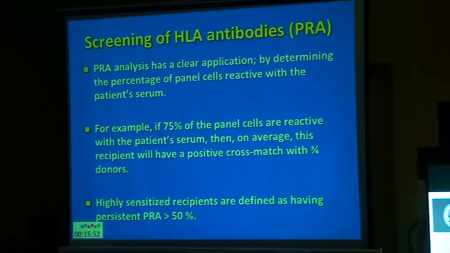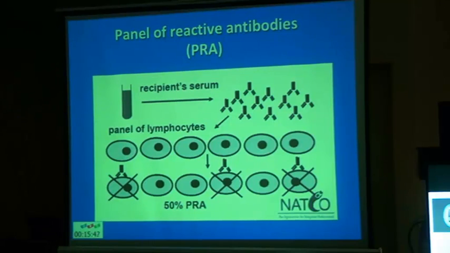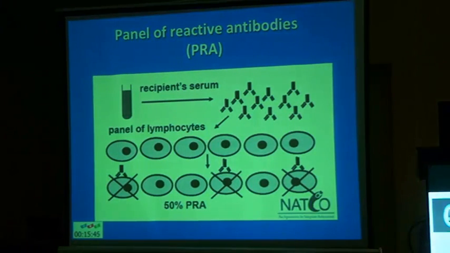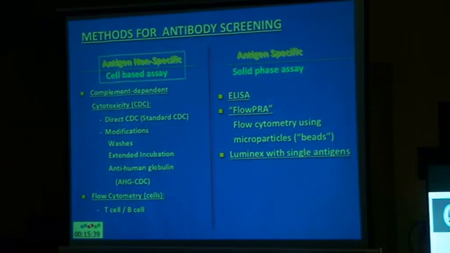Highly sensitized recipients are defined as having persistent PRA of more than 50%. So if we have a panel and half of this panel is reactive with the patient serum, we can say that the PRA is 50%.